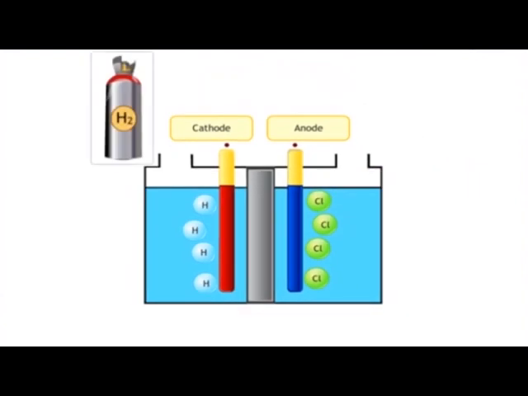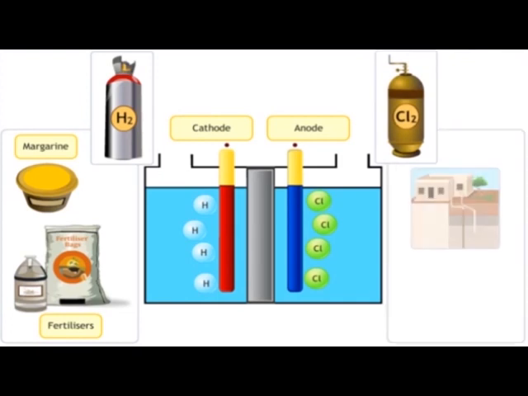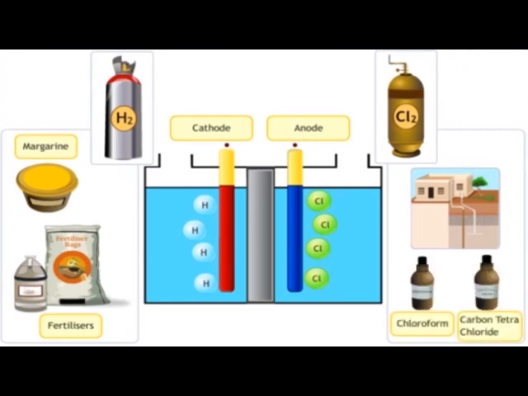The hydrogen formed in this process is used to manufacture fuels, margarine, and ammonia for fertilizers. Chlorine is used for water treatment in swimming pools, to manufacture chlorofluorocarbons, PVC, chemical compounds like chloroform, carbon tetrachloride, disinfectants, and pesticides.